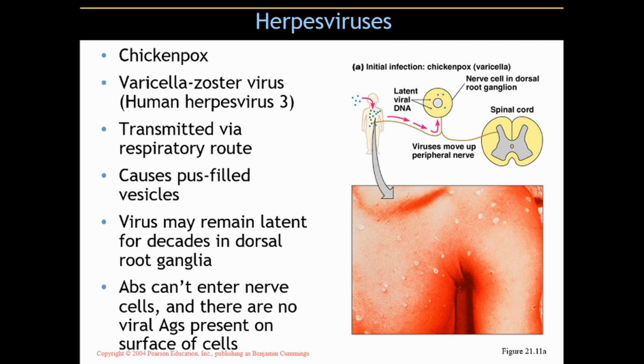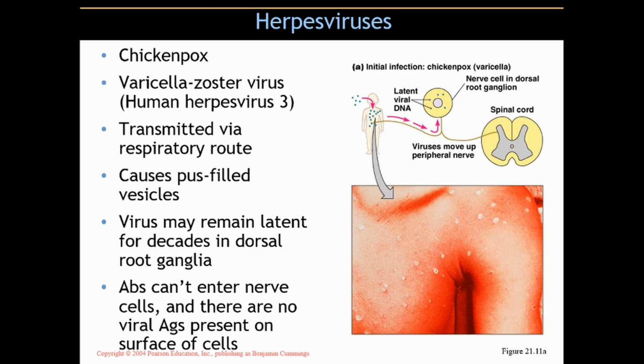Look at herpes viruses here: chickenpox, varicella zoster, which is human herpes virus 3. So we have human herpes virus 1, which would be cold sores; human herpes virus 2, which would be genital sores; number 3 is chickenpox, and so on. Epstein-Barr is a herpes virus. Cytomegalovirus is a herpes virus. There are 9 of them, I think, total. And chickenpox is transmitted via respiratory route, and vaccination was first licensed against chickenpox in 1995.